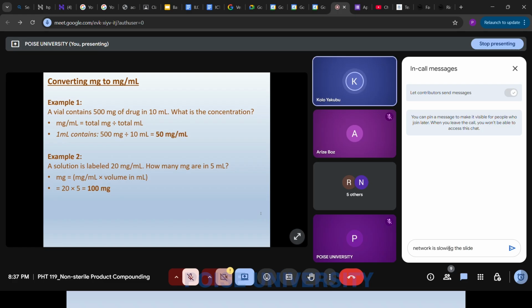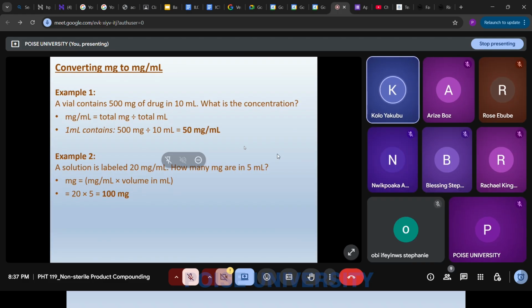Example one. A vial. You know, a vial is that small thick bottle that contains powder. So they say a vial contains 500 milligram of a drug in 10 mils. So the vial has 500 milligram of the drug, put in 10 mils of a vehicle. And they are asking the question, what is the concentration? 500 milligram in 10 mils. So in essence, what we're trying to find out is the concentration. When they say concentration, we're asking what is contained in just 1 mil.